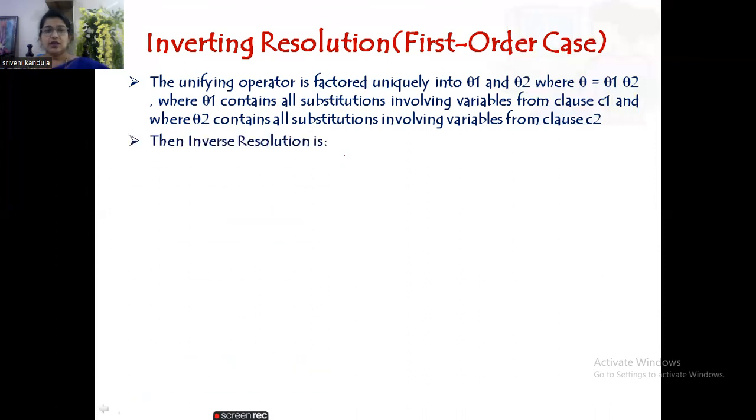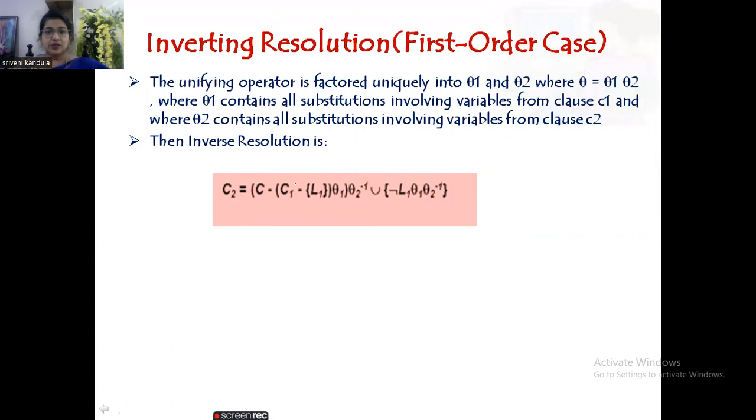So then the inverse resolution is C2 is equal to (C minus (C1 minus L1)). Okay, after performing this C1 minus L1, you first apply the substitution theta 1 and then you subtract it from C and then you perform theta 2 inverse. You have to perform this substitution. This has to be united with negation of L1 theta 1 theta 2 inverse.